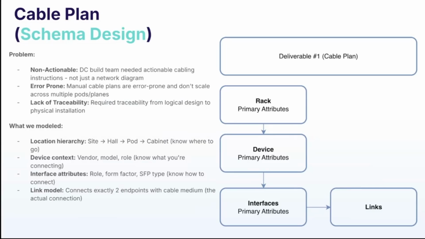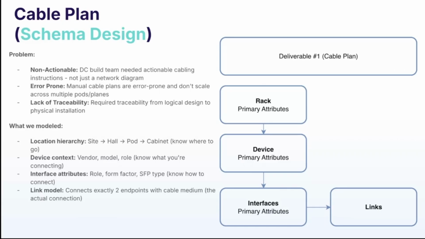Yeah, so the problem is that the DC team needed actionable cabling instructions, not just a network diagram. It's hard to tick off a network diagram. They need spreadsheets and things like that. Doing the cabling for a data center this large is very prone to errors if you're doing it manually, and it doesn't scale well when you start adding new pods or new racks. It can be quite time consuming. And there's a lack of traceability; we need to know where things go and how things were generated.